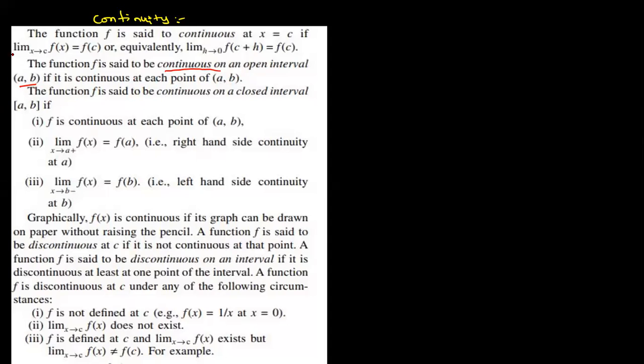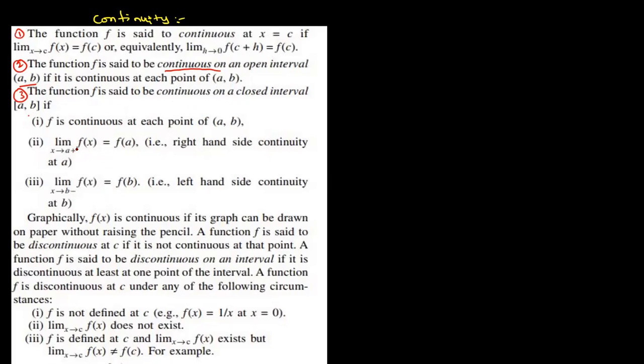Okay, now see another definition. The function f is said to be continuous on a closed interval [a, b]. First one is the meaning: f is continuous at each point of the open interval (a, b). Second, these three conditions should be satisfied.